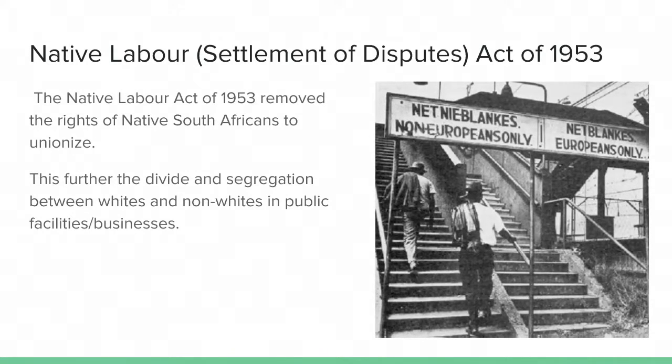This act was passed by the oppressive government to restrict the rights of native South Africans to unionize. A union for the South African people would have been very effective because they could have advocated for stronger rights. However, by passing this law, it created a further divide between the whites and non-whites in public facilities and businesses, as the blacks could not advocate for better working facilities or for the desegregation of the workplace.